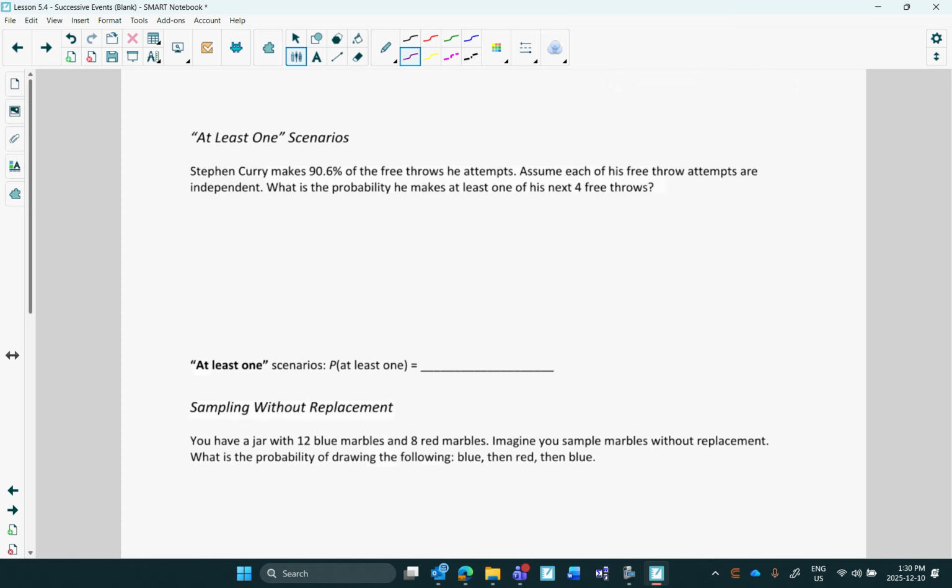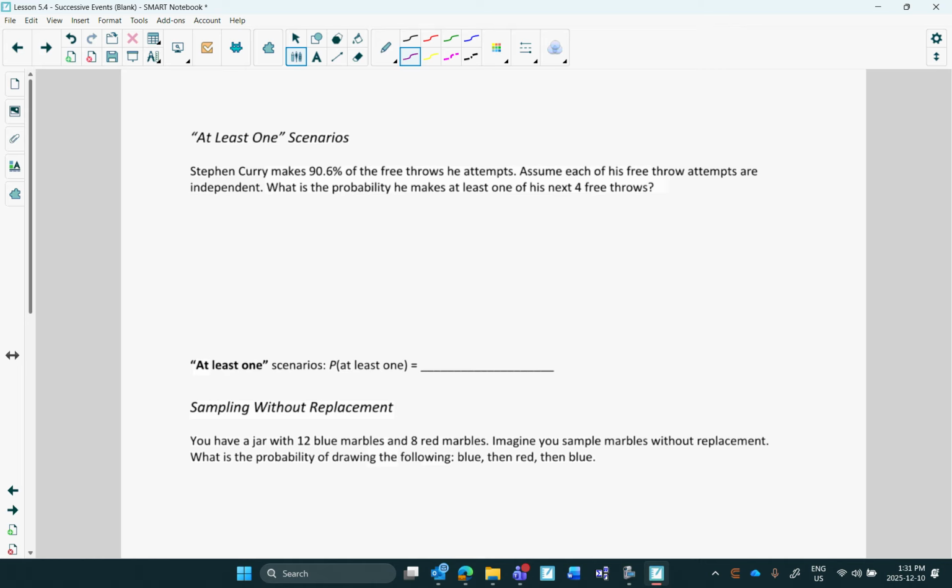A couple last things. At least one. This you have to think about a little bit. So we're back to Steph Curry again. We know he makes 90.6% of the free throws he attempts, and we assume that they're independent. What's the probability that he makes at least one of his next 4?